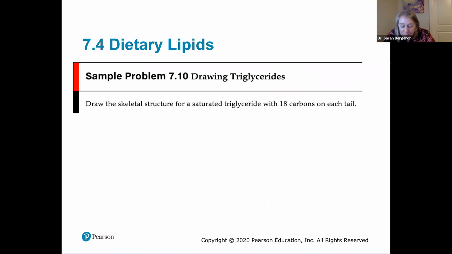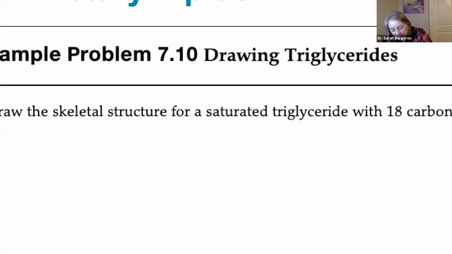Okay, so let's try this one. Draw the skeletal structure of a saturated triglyceride with 18 carbons on each tail. Well, how are we going to do that? A triglyceride. Let's look at this and explain things first. A saturated, what does saturated mean? Saturated means no carbon-carbon double bonds, all hydrogens, okay?